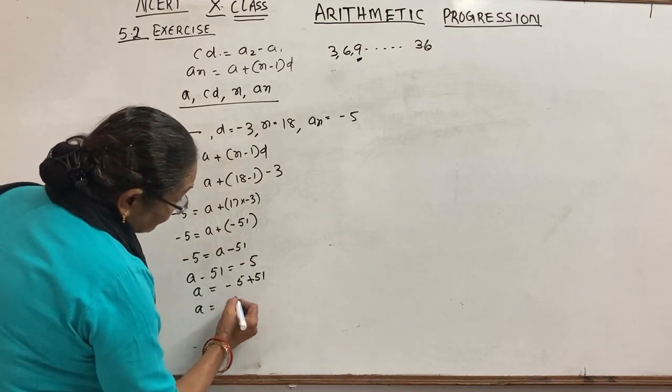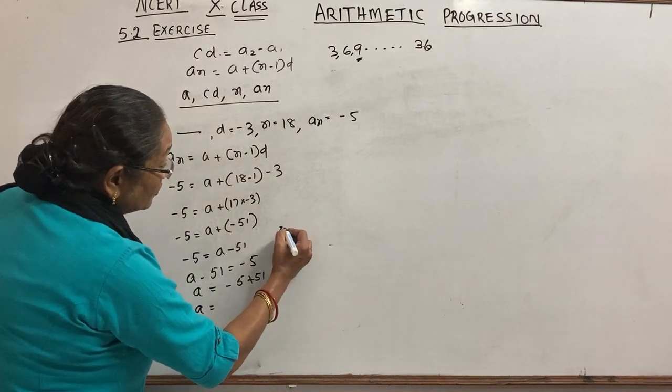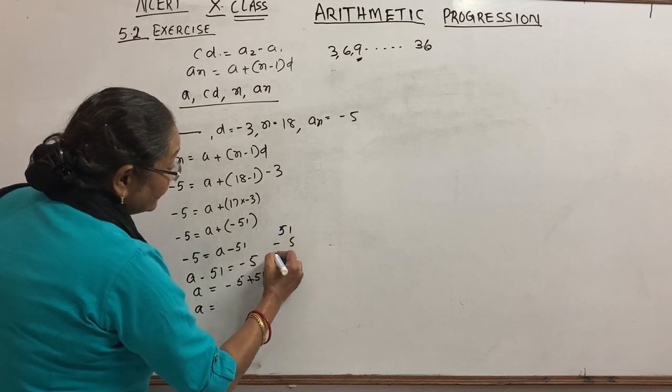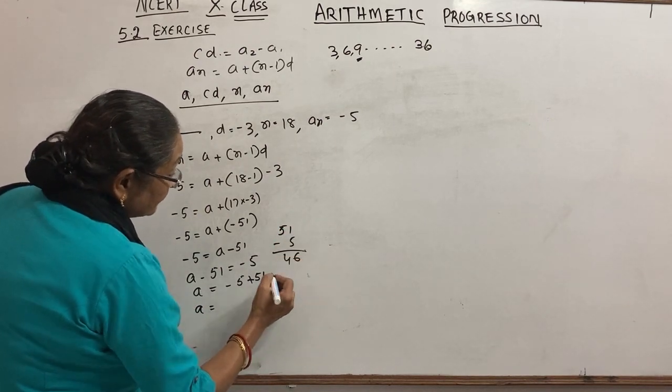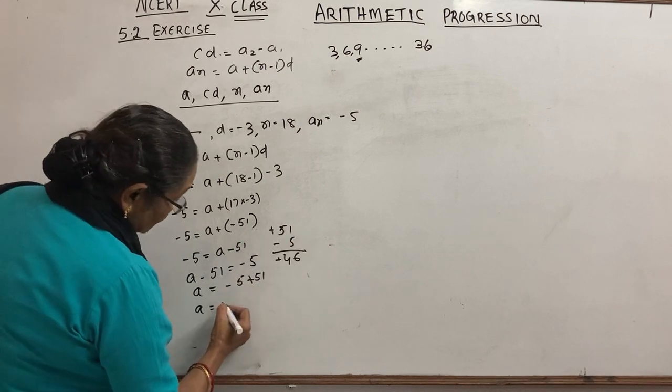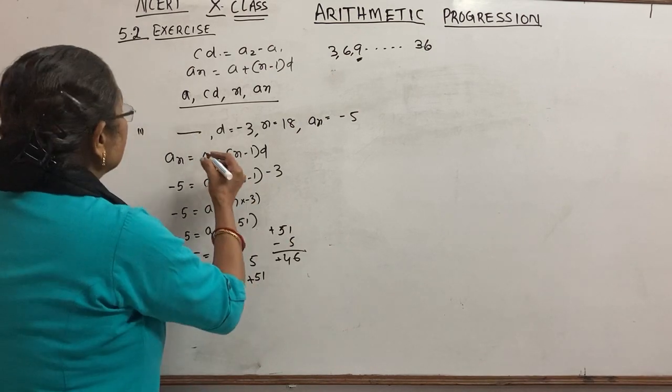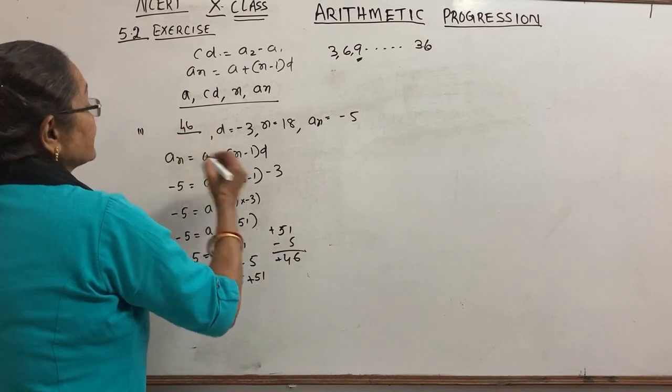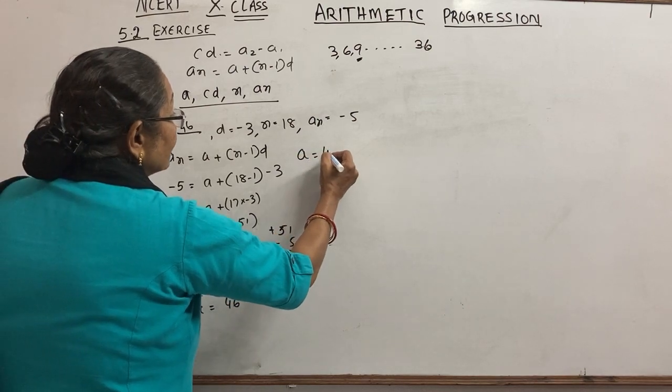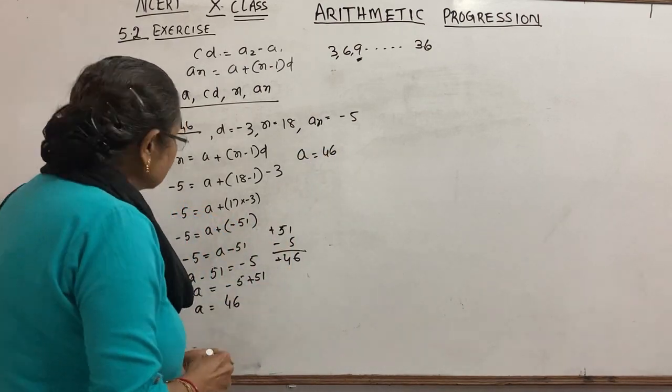So a equals now 51 minus 5. 11 minus 5 is 6. This is positive, isn't it? So 46. a is our 46. So the answer is a equals 46, right?